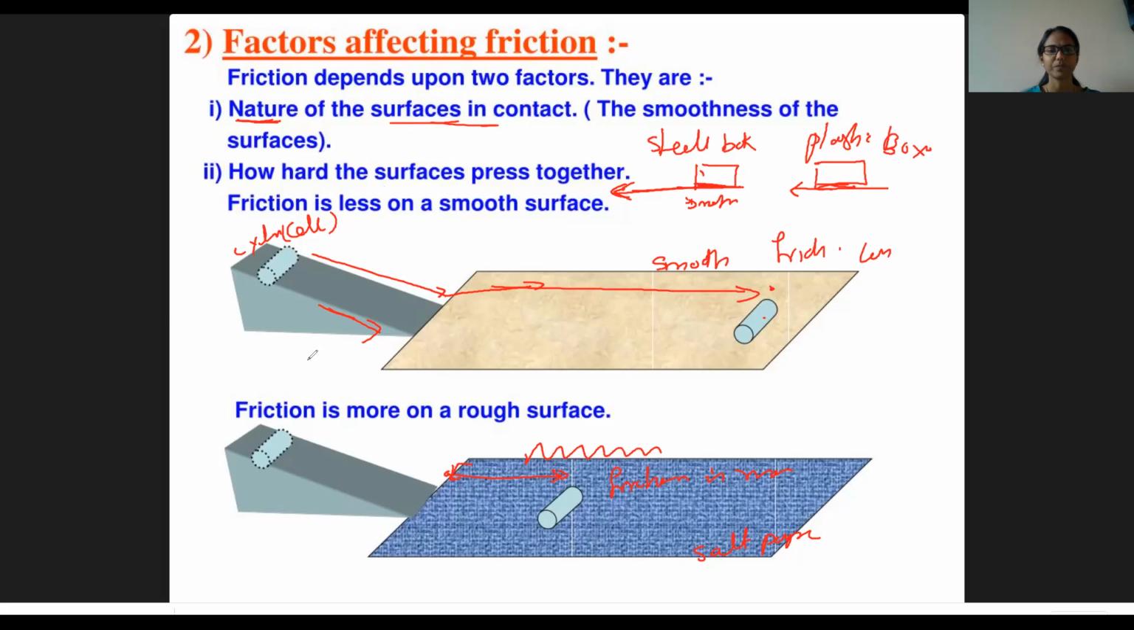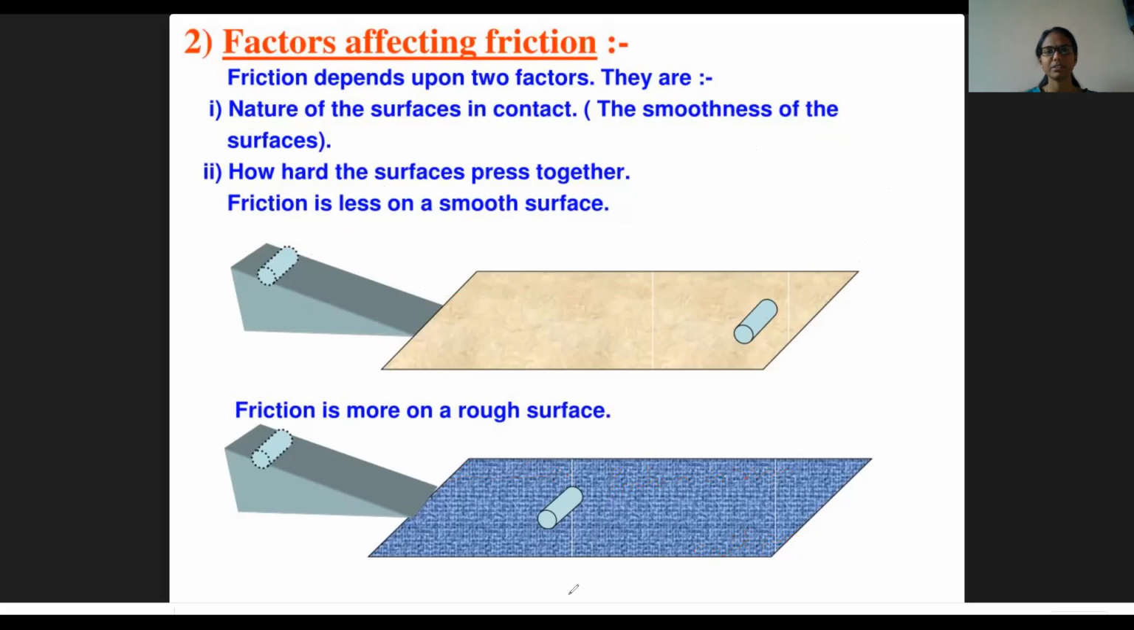Next, to explain this, I just want the next slide. So I hope this is clear. And what factors does friction depend on? One is the nature of the material, which kind of material, whether steel, plastic, or something else.